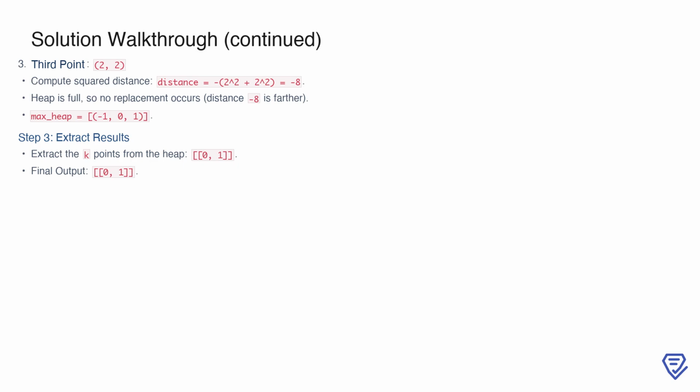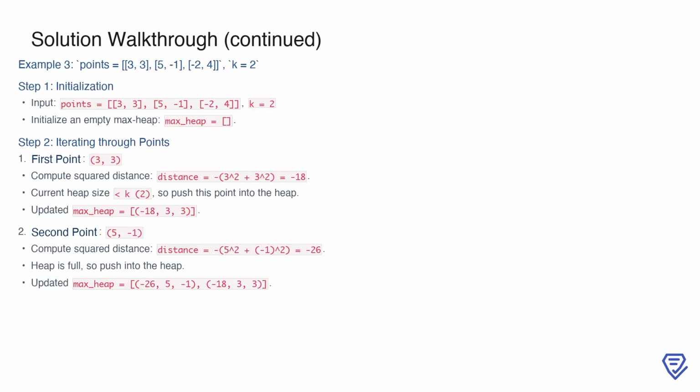After iterating through all the points, we extract the k closest points from the heap. The result is [0, 1], which is the closest point to the origin in this case. Now, for a third example, we have the points [3, 3], [5, -1], [-2, 4], with k set to 2. We initialize the max heap as usual and begin processing the points.